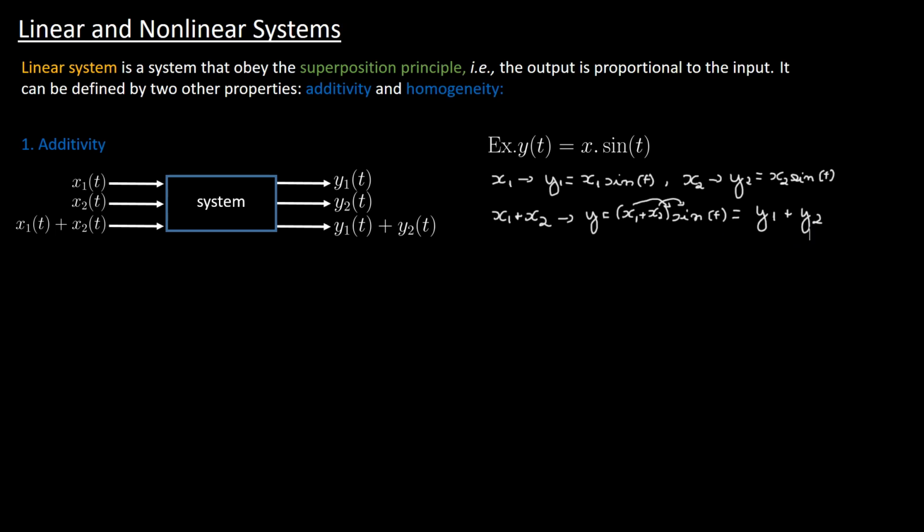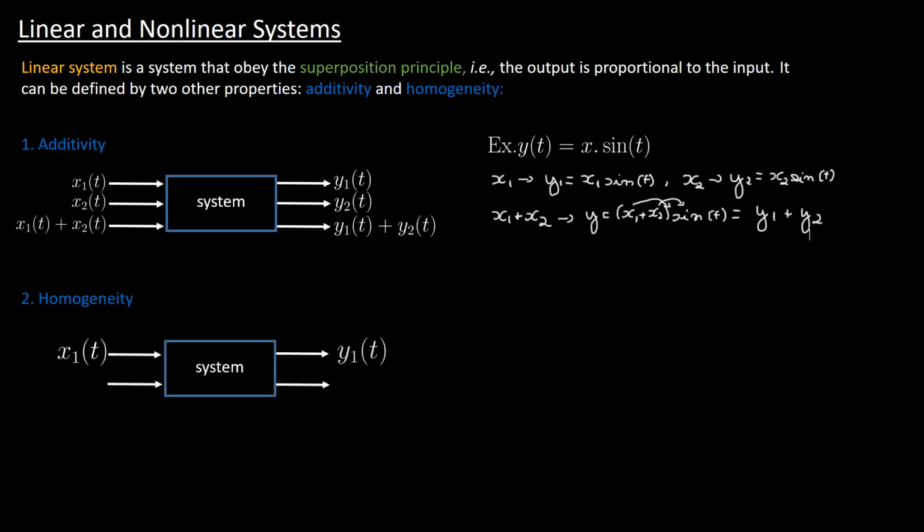Okay, so now let's move on to define the other property, homogeneity. A system is said to be homogeneous if the output produced by an input multiplied by a scalar a is equal to the output produced by the same input also multiplied by the same scalar a, meaning that if we input x1, it will output y1. Then if we input a times x1, the output will be a times y1.